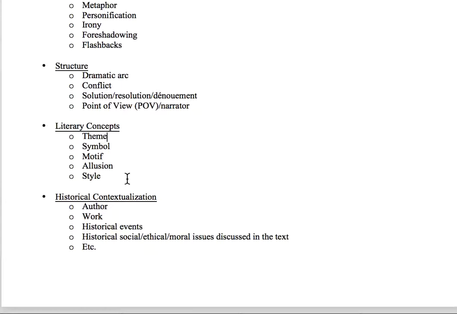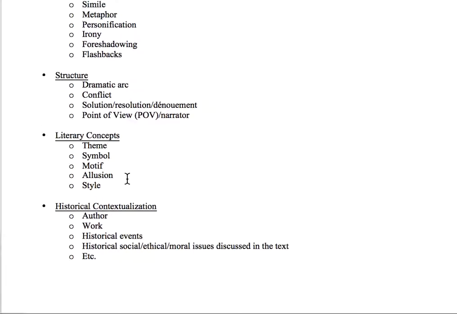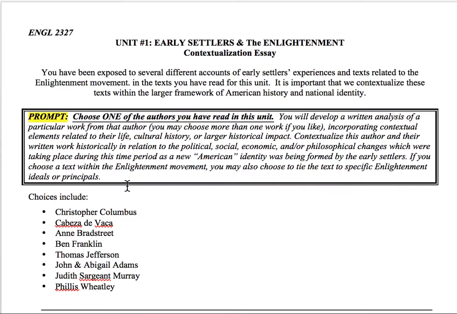And then look at historical context last. So look at the author, the work, what the events surrounding the work are. And then look at any issues, moral, ethical, social, that might be discussed in the text.